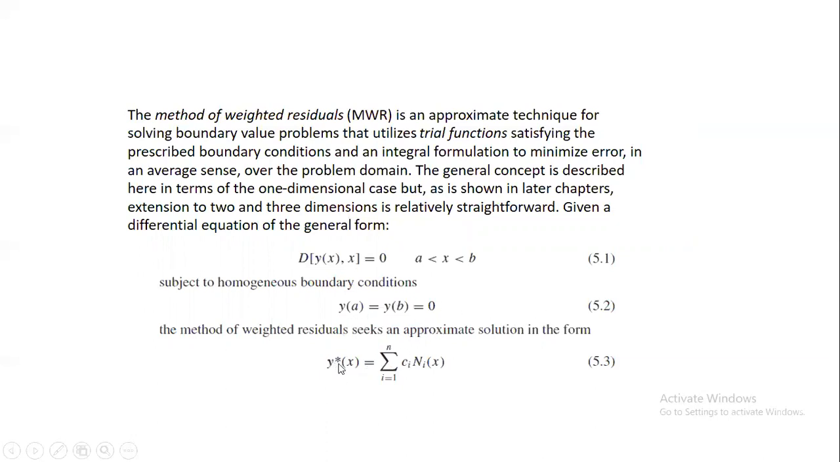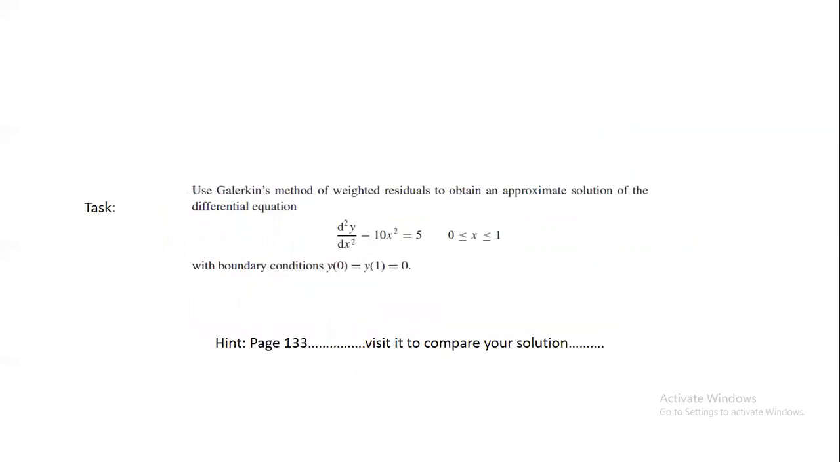Now, y-tilde is the approximate solution. Okay, so I can write it as a linear combination of the bases, and this c_i is actually the y1, y2, and so on. Okay, so do not be confused. Now we have a task here. They have asked you to use the Galerkin method of weighted residuals, just as I have showed you in the trivial example in the beginning.